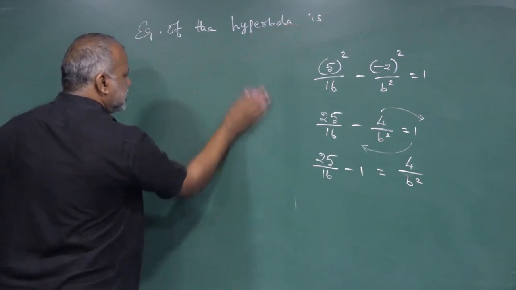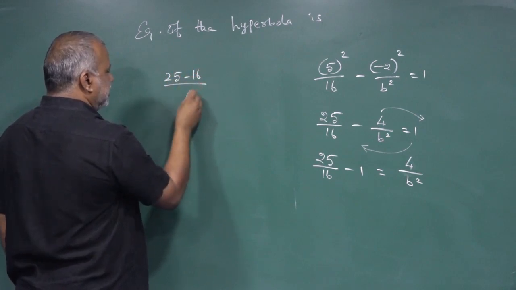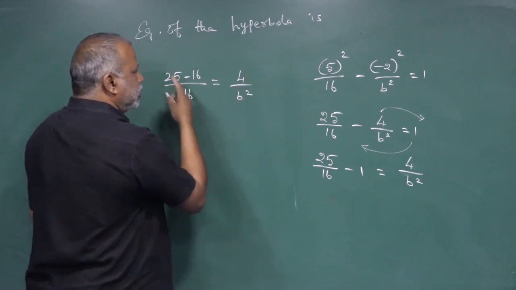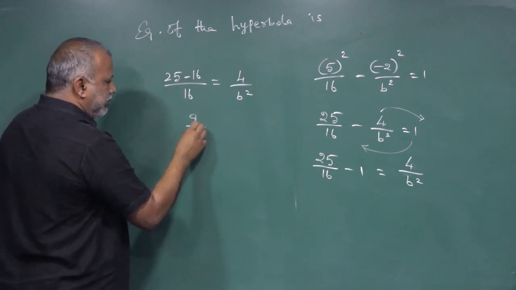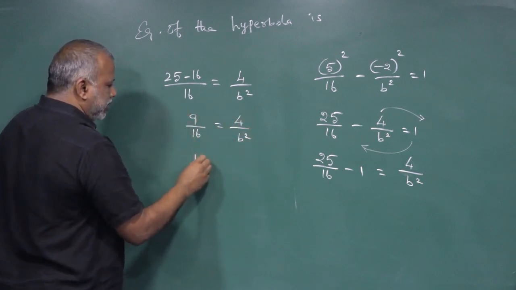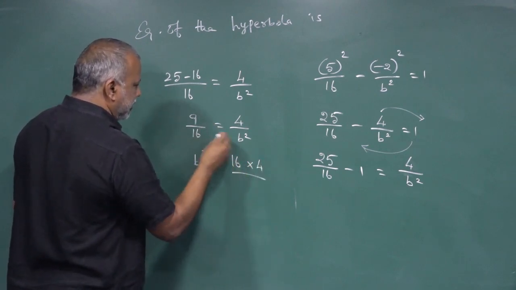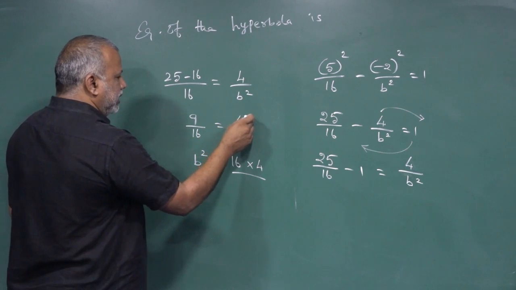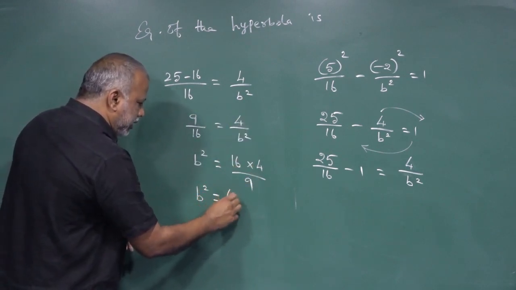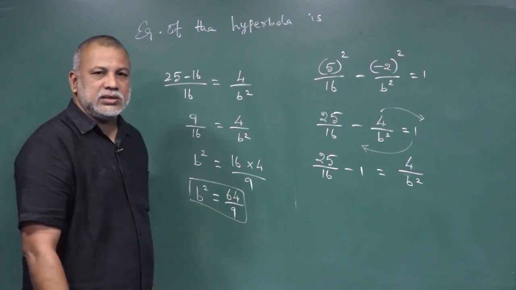On simplifying this, take LCM: 25 minus 16 divided by 16 equal to 4 divided by b squared. We need to find b squared. Here 9 by 16 equal to 4 by b squared. To simplify, cross multiplying, b squared equals 4 into 16 divided by 9. Simplifying this, we get b squared equal to 64 divided by 9.